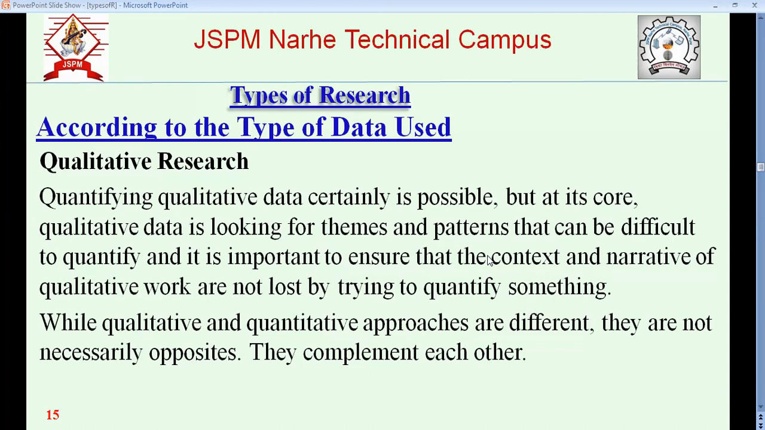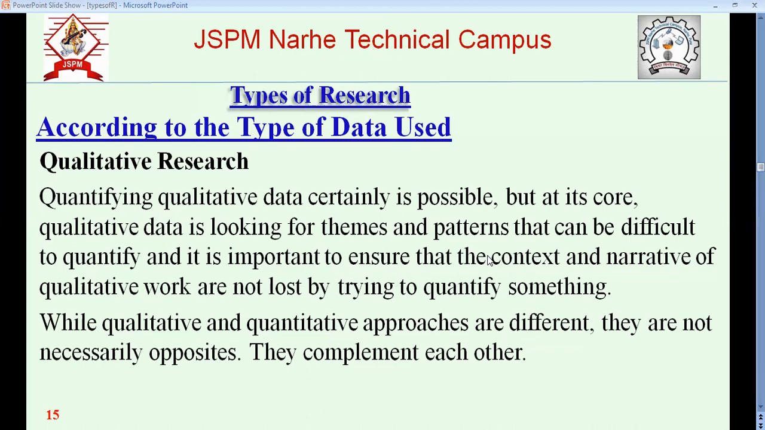So at the core or center of qualitative data or research is to search for themes or patterns that are difficult to quantify. Okay, so not every time can I quantify. At that time you can use qualitative analysis, qualitative research.